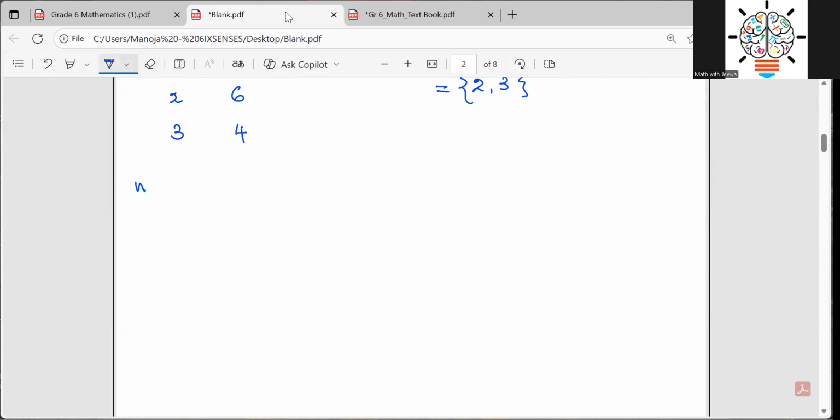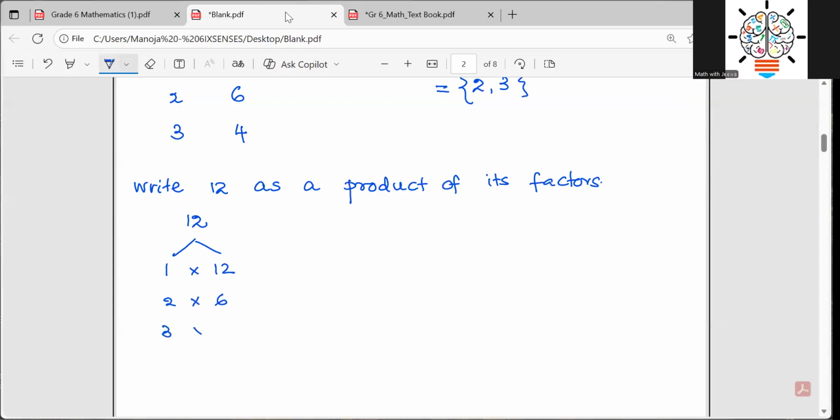So then another way they will ask you to write this. They will ask you to write 12 as a product of its factors, right? So how do you write something like this, 12? You just write 1 times 12, 2 times 6, and 3 times 4. This is the tree. But they have asked you to write it as a product. So you write 1 times 12 is equal to 12. Then 2 times 6, it is equal to 12. And 3 times 4, it is equal to 12. Am I clear?